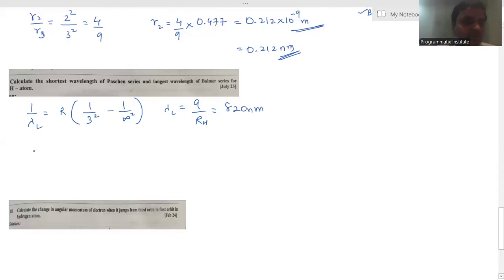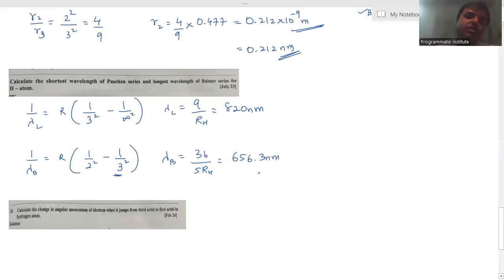Again, for the longest wavelength for the Balmer series, lambda Balmer, it should be the immediate next orbit. So for the Balmer series the next orbit is the third orbit. So again, if you cross multiply things, you get 36 by 5 RH, and the final value will be 656.3 nanometer after substituting values.